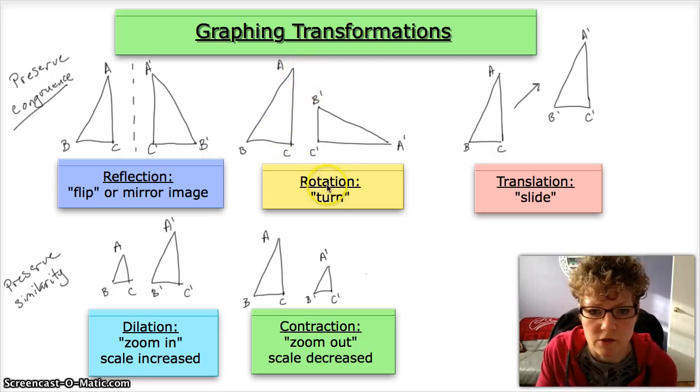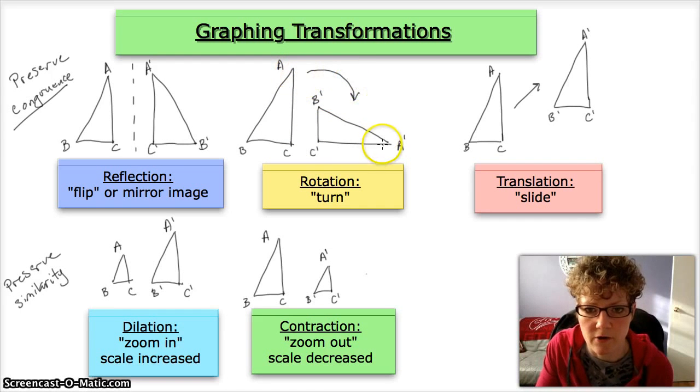So the next one we have is a rotation. So we have A, B, C again, and then what we've done is we've taken it and turned it like that, so it's turned down, and so then a turn would be called a rotation.